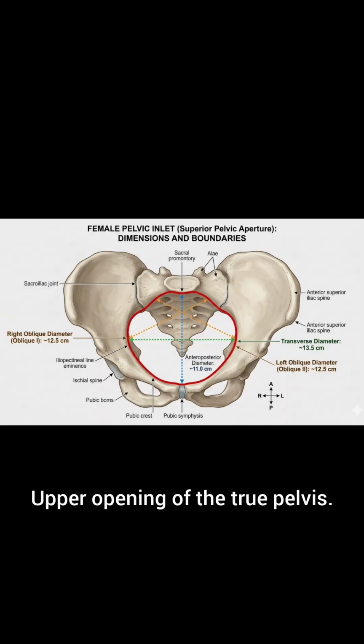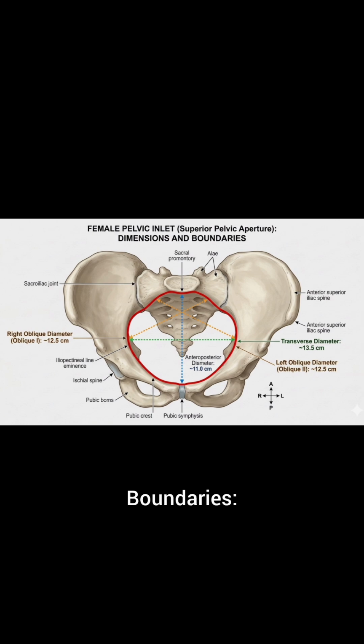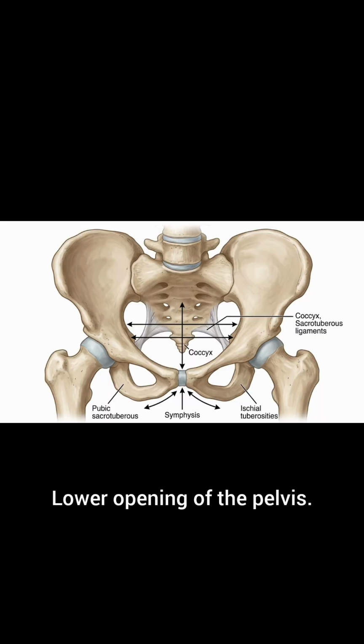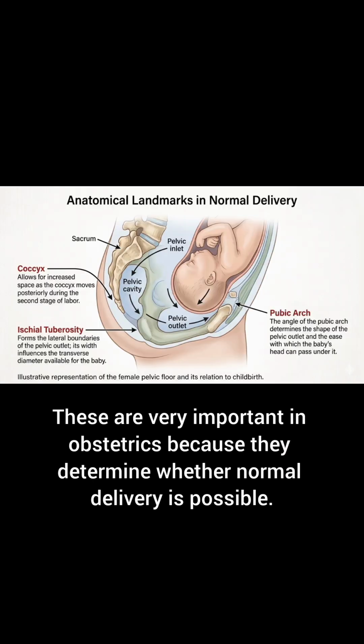Pelvic inlet and outlet. Pelvic inlet, upper opening of the true pelvis. Boundaries: sacral promontory, posterior; ilium, lateral; pubic symphysis, anterior. Pelvic outlet, lower opening of the pelvis. Boundaries: coccyx, ischial tuberosities, pubic arch. These are very important in obstetrics because they determine whether normal delivery is possible.